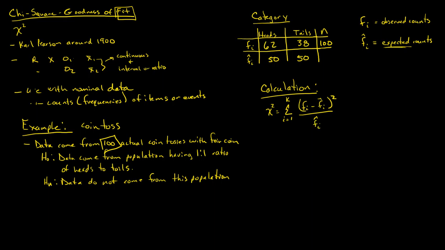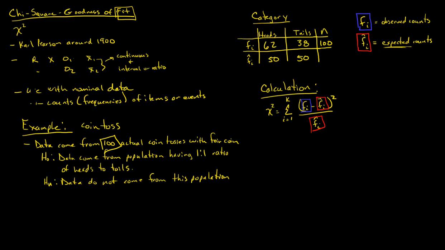So what is this saying? Let's do this so we can bring out the observed in blue, and we'll say expected is red. So what are we doing here? We're taking the observed minus the expected, squaring that, and dividing by expected.